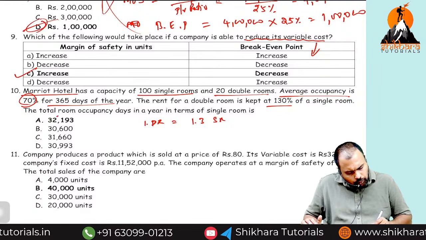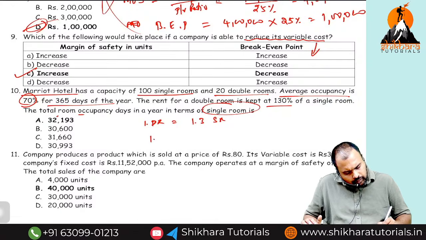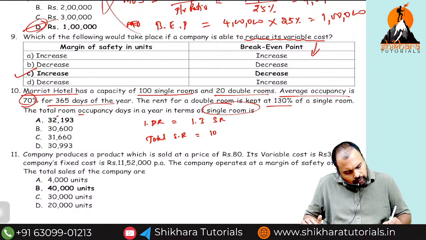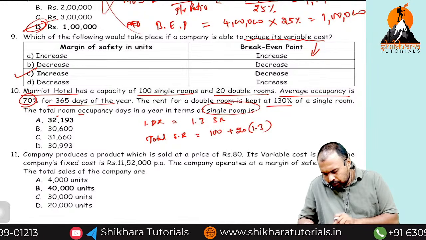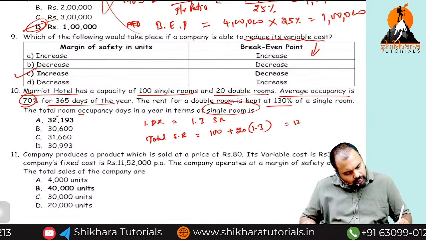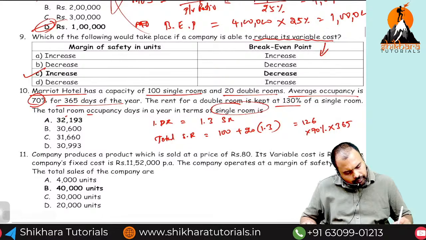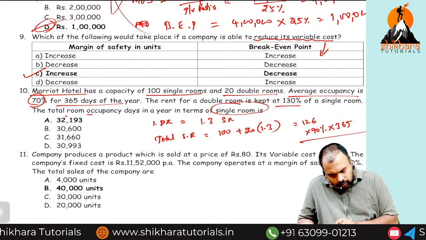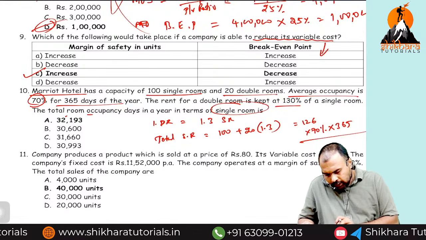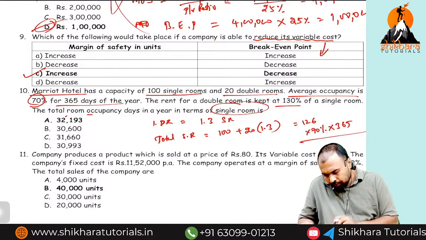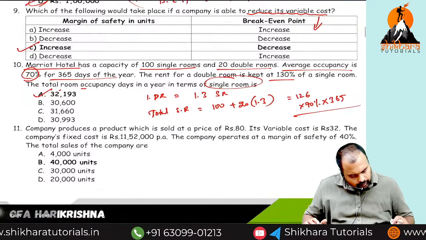Now, what is the total room occupancy in terms of single rooms they are asking? Then how many rooms are available for us? Total single rooms is equal to 100 plus 20 into 1.3. 20 into 1.3 is 26. So 126 rooms, and the occupancy is 70%, into 365. So 126 into 70% is 88.2, into 365, which is 32,193. Okay, next.